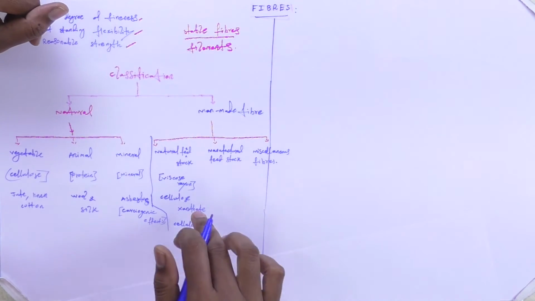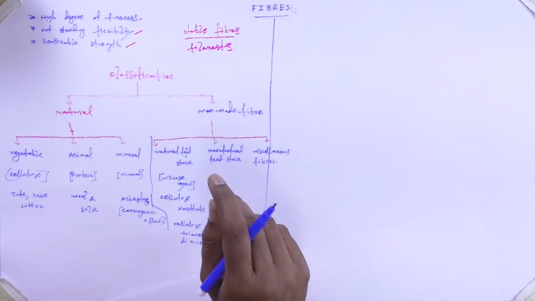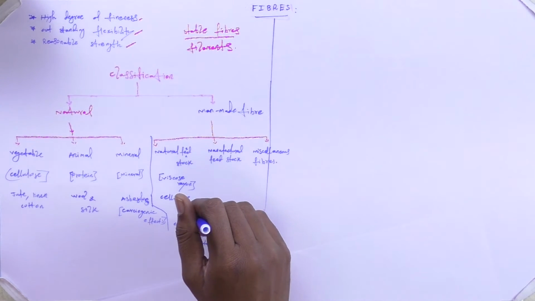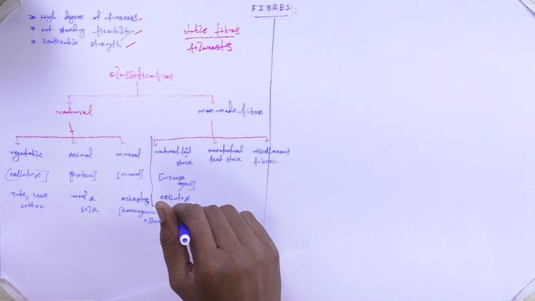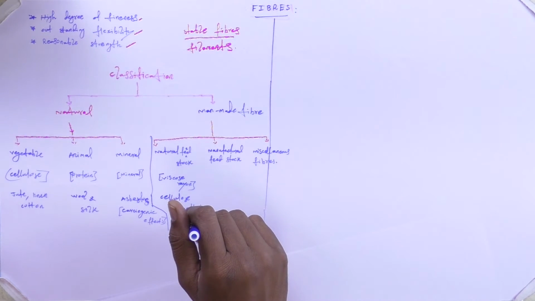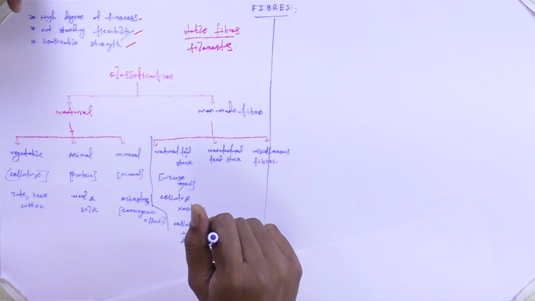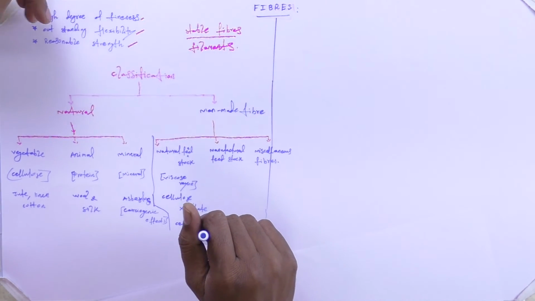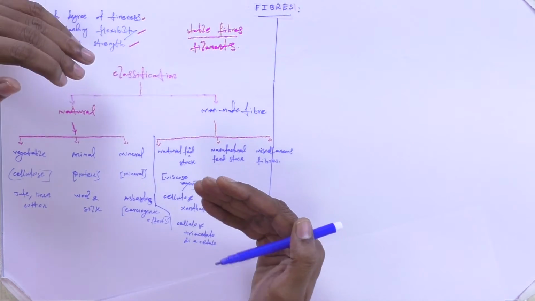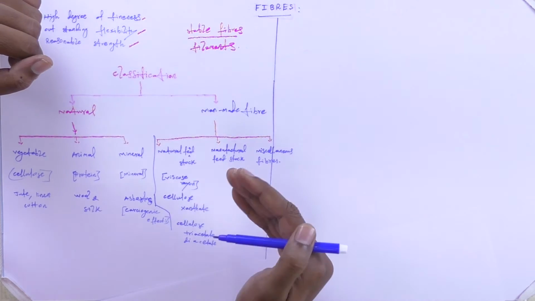Using cellulose diacetate, we prepared the model, that means viscose rayon. Earlier, we were using cellulose xanthate. Nowadays we are using cellulose acetate, triacetate and cellulose diacetate to prepare the viscose rayon. Okay, what about manufactured feedstock?